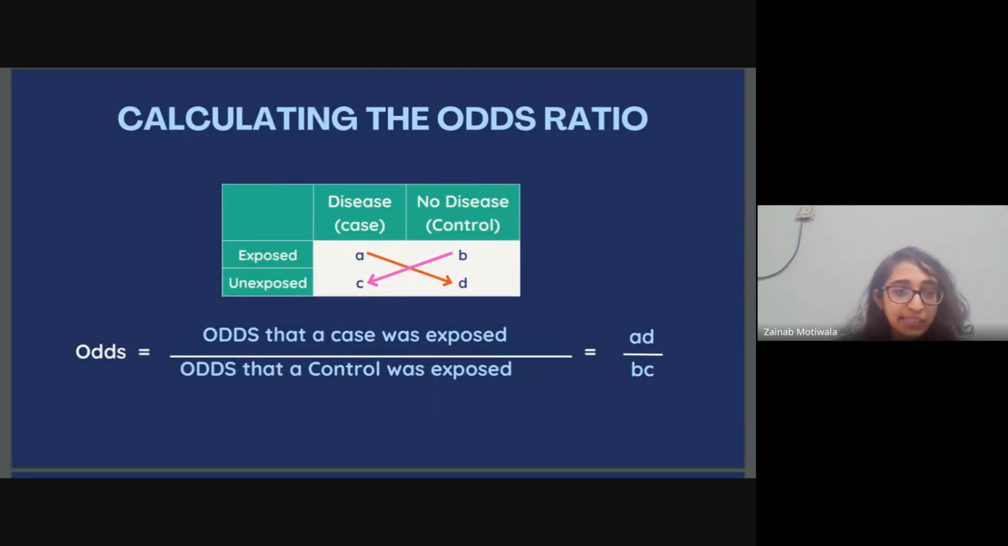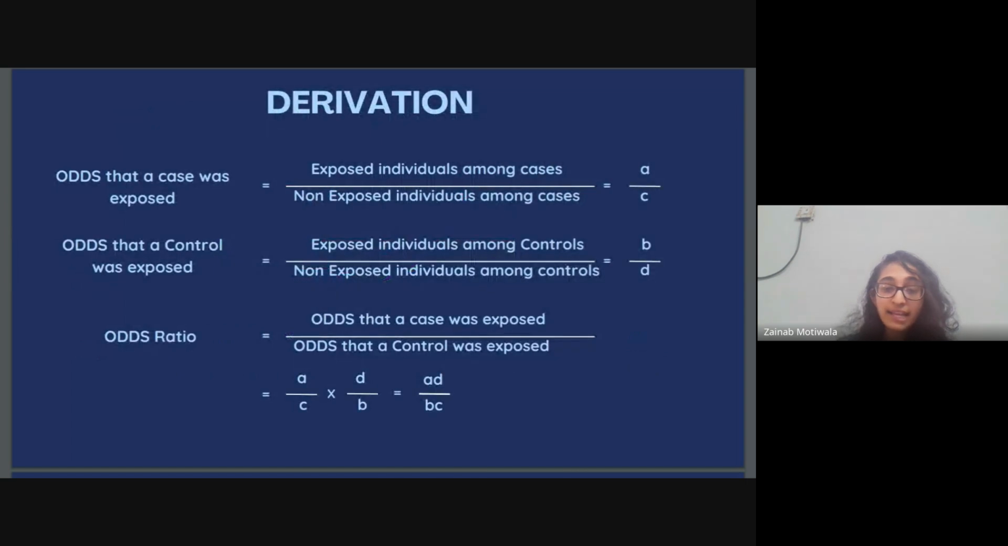And as you all can see in this particular diagram, for the exposed odds, in case of disease, we will have A divided by C, divided by the odds that the control was exposed, that is B divided by D. And when that entire thing is rearranged, that would be AD upon BC. So the next slide talks about the derivation that I was trying to explain, but the final formula that comes out of all of this is AD divided by BC.